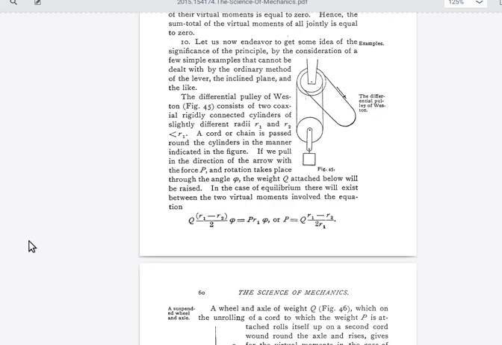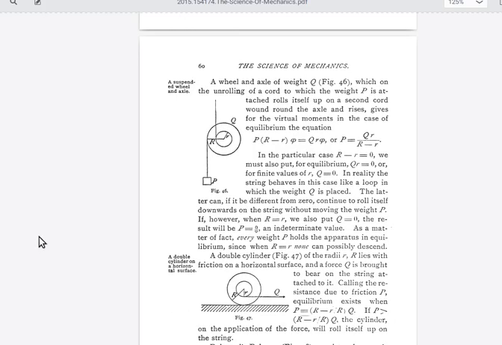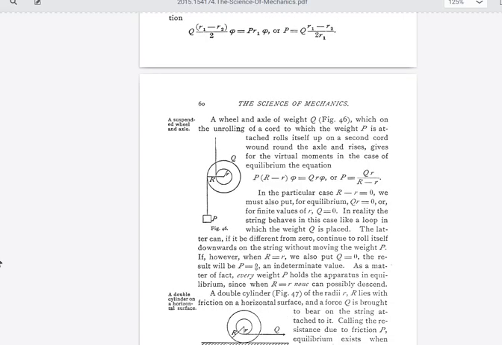A wheel and axle of weight Q, figure 46, which on the unrolling of a cord to which the weight P is attached, rolls itself up on a second cord wound round the axle and rises, gives for the virtual moments in the case of equilibrium the equation P times the difference R minus r multiplied by phi equals Q times r times phi, or P equals Qr over R minus r. In the particular case R minus r equals 0, we must also put for equilibrium Q equals 0. Or for finite values of r, Q equals 0.